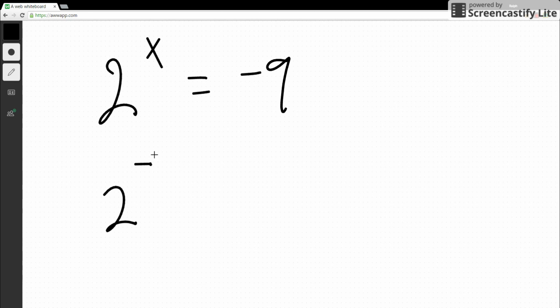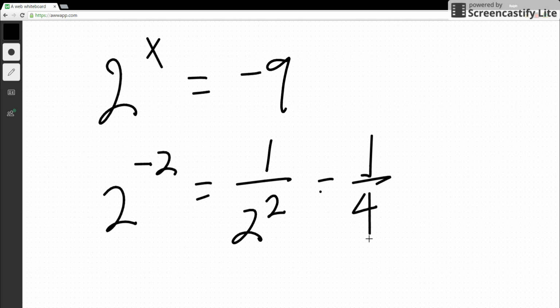The next one is 2 to the x equals -9. Well, I cannot put a number up in this power that's going to make this negative. Like if I plug in -2, that doesn't give me -4. It gives me positive 1 over 2 to the 2, or 1/4. So I cannot get a negative out of that. So that is no real solution.